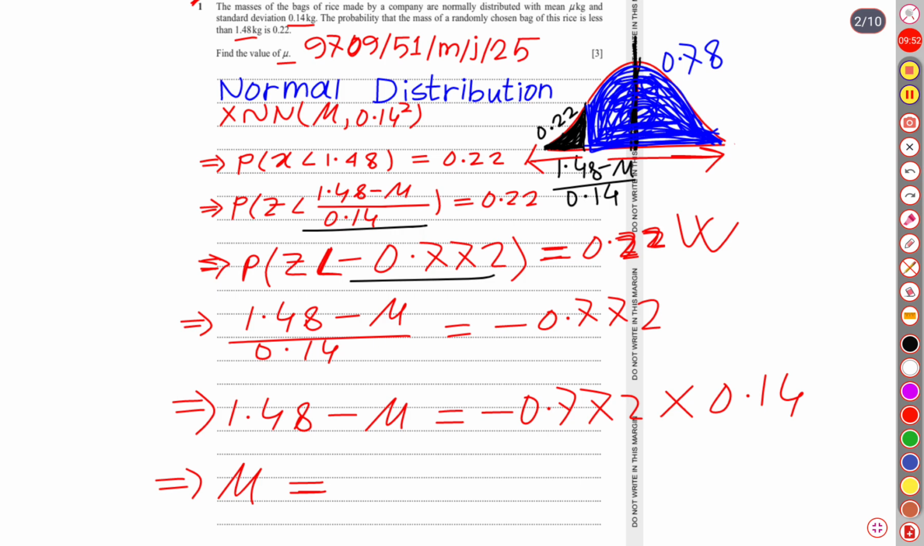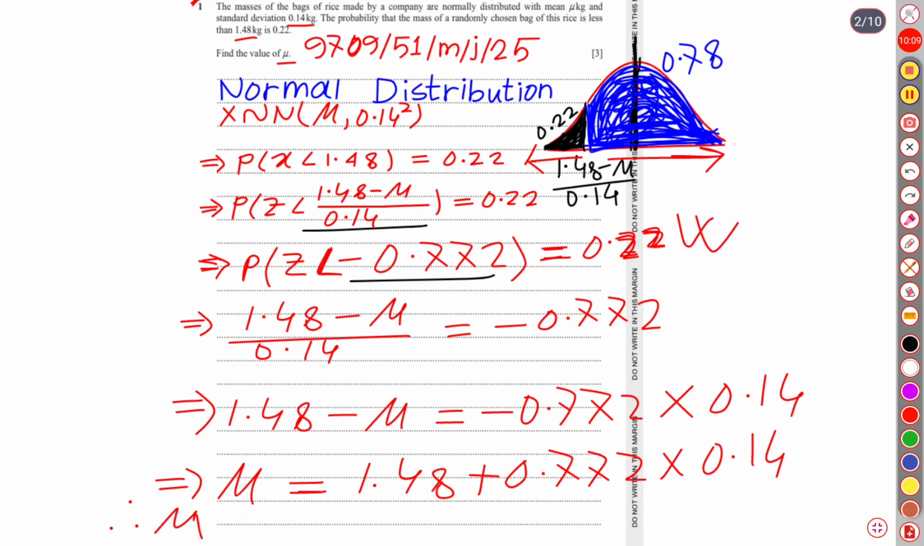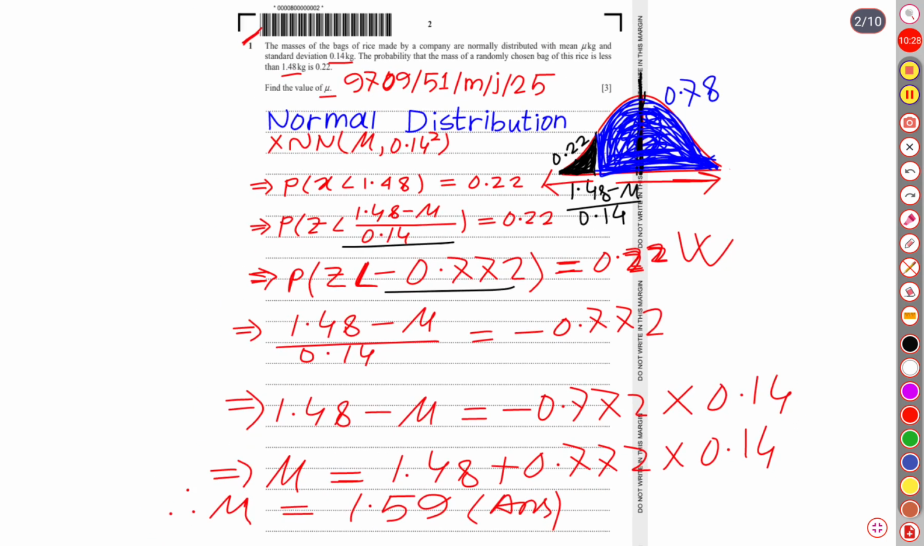Our mu is going to be, if mu is transposed to the other side, it is going to be positive 1.48 plus 0.772 into 0.14. Hence our mu is going to be, if we round it up to three significant figures, 1.59. This is what our mean value is, and that's how we will solve such a question.